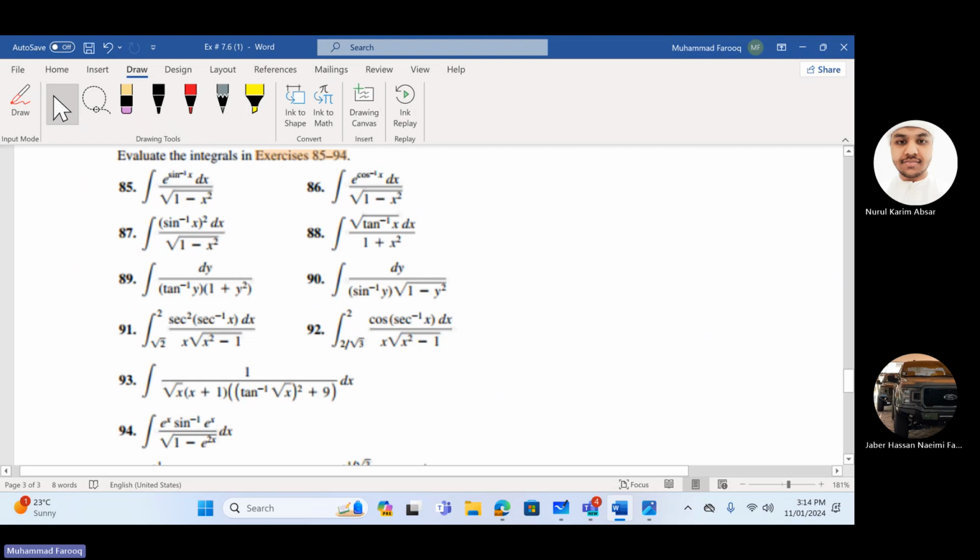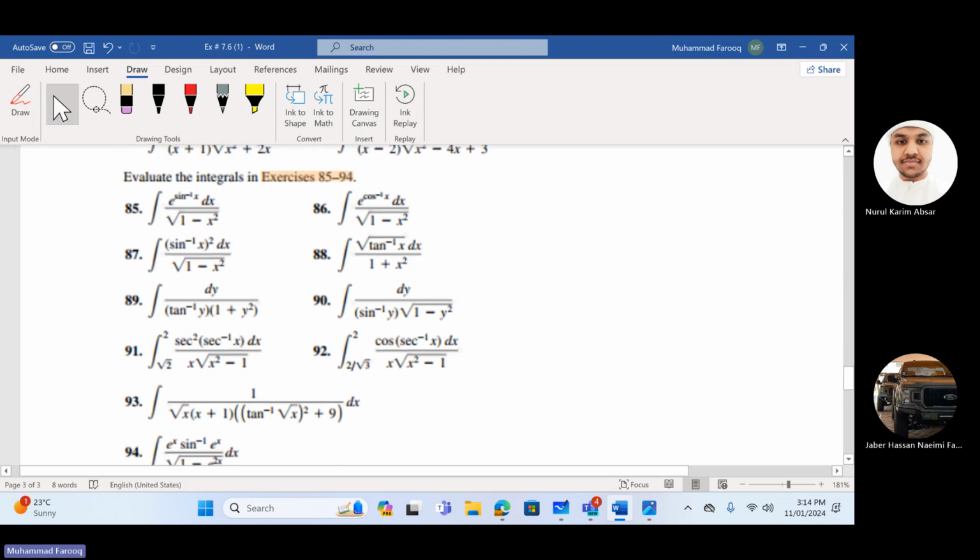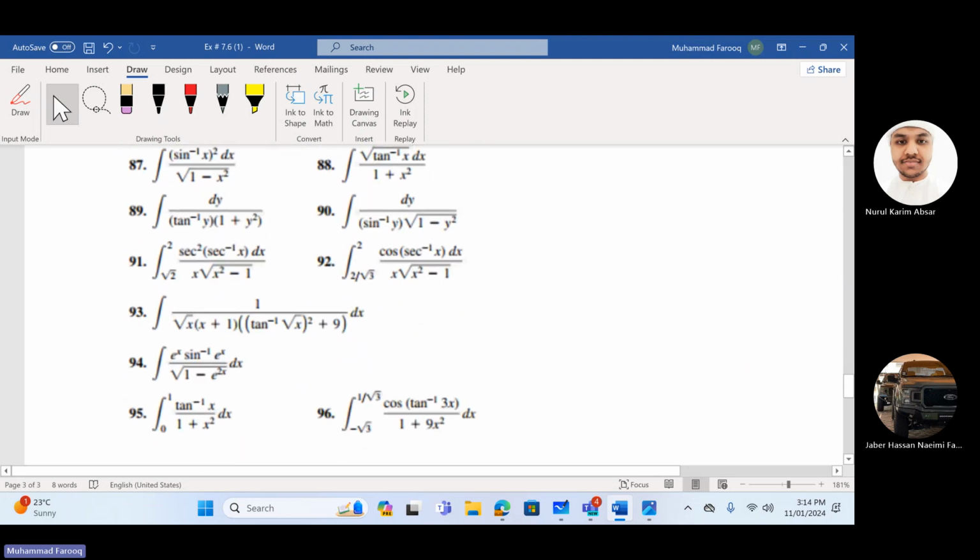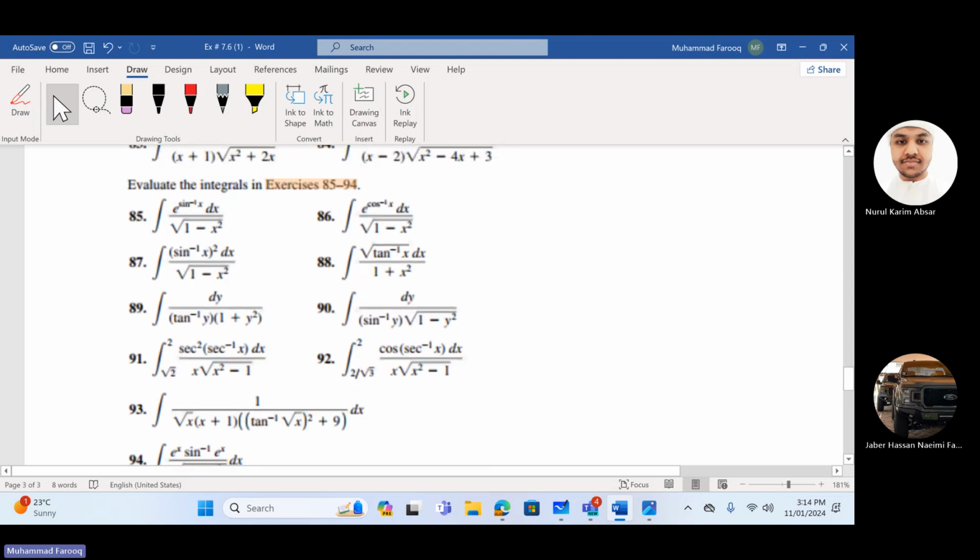Here, actually, it's not something else, please. It's easy. I can show you, don't worry. Step one: from questions 85 to 94, again one group of questions with the same concept. You know how you start the question, say question 85? How do you start? Substitution. Let sine inverse x equal u. Okay? We start, don't worry.